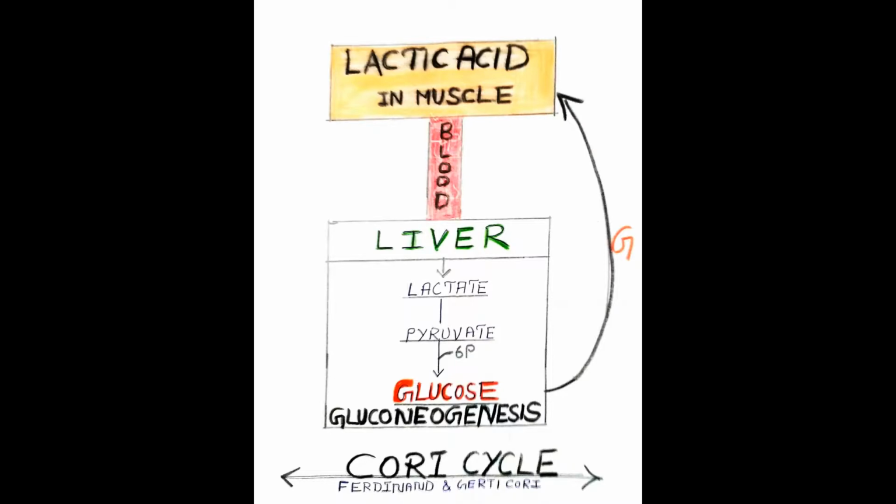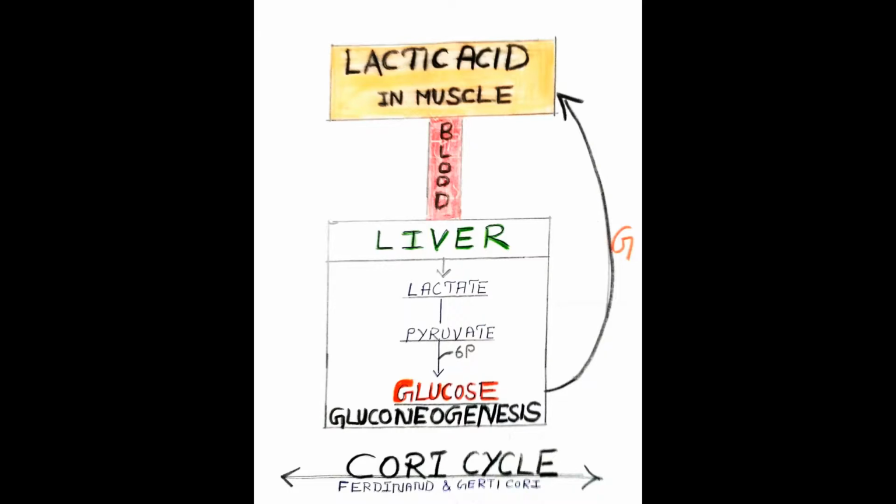In liver what happens? Lactic acid is converted again to pyruvate, and pyruvate is converted to glucose. Just observe the pathway reaction: lactate, pyruvate, glucose. You are synthesizing glucose, so the process is called gluconeogenesis. So glucose is produced in liver. It is an energy consuming process because you are converting lactate into glucose.